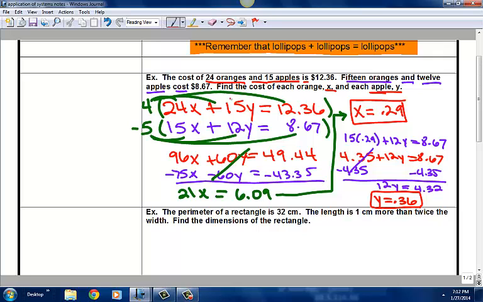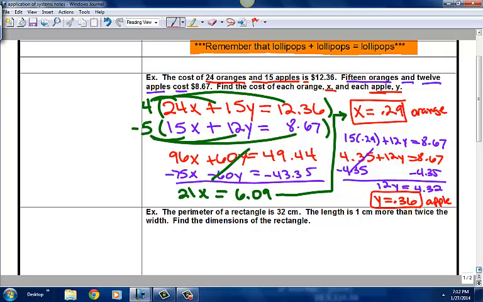So I'll come back up here, find the cost of each apple and orange. And I know I just totally did not read that straight, but it looks like that's what I've done. 29 cents per every orange, and then 36 cents for every apple. There you go. That's all you got to do.